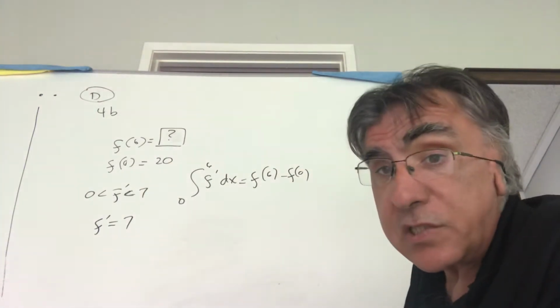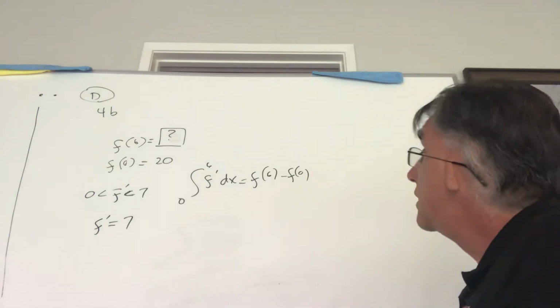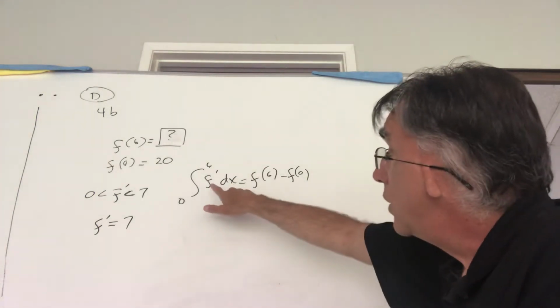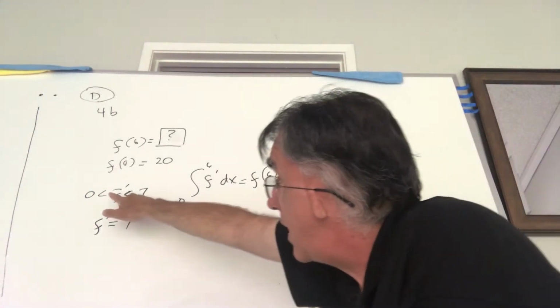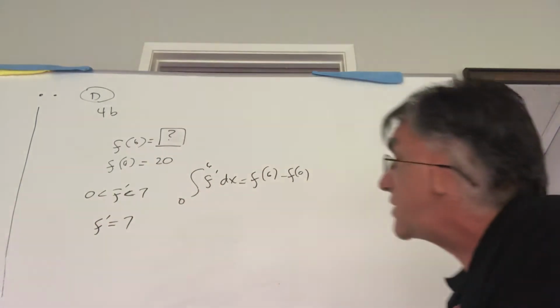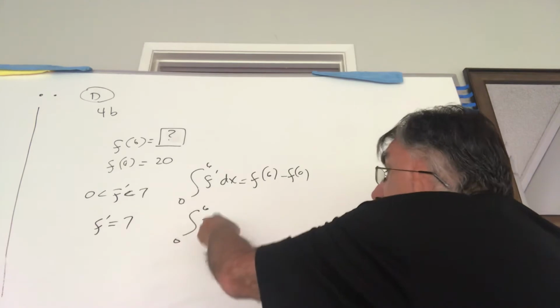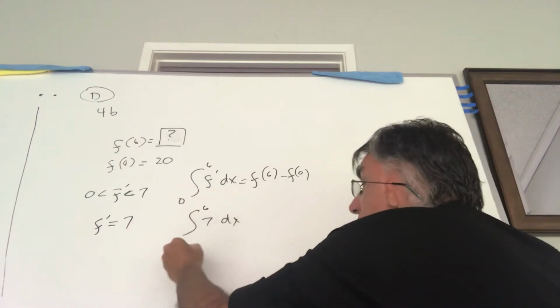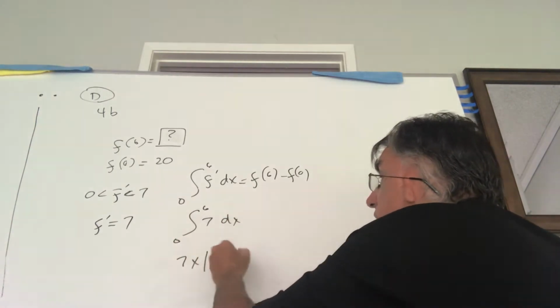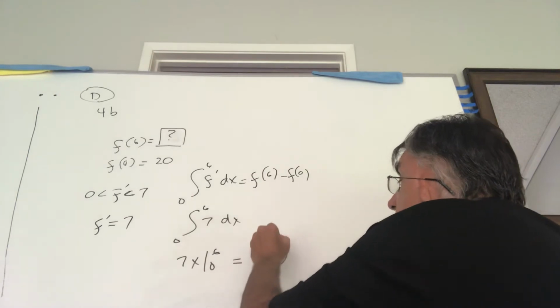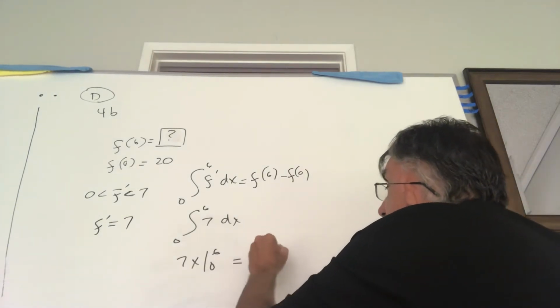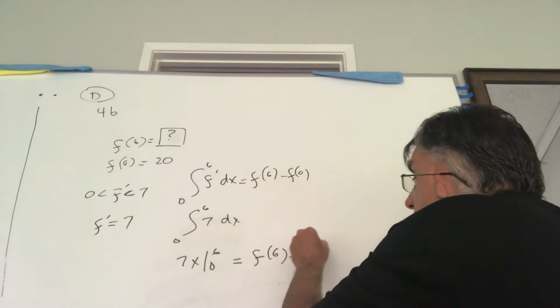Now this is a weird question, okay, so just bear with it here. So we've got to think it through. Okay, well, if the derivative is between 0 and 7, let's just say it's 7. The antiderivative of 7 is 7x from 0 to 6. So I get f of 6, and I think they tell us f of 0 is 20.